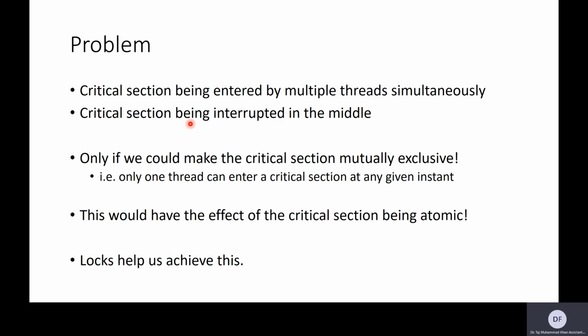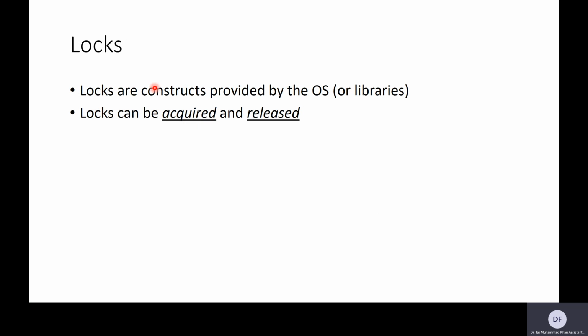So how do locks help us achieve this? Locks are basically constructs or data structures that are provided by the operating system or some other libraries. There are two main operations defined on locks. A lock is a data structure; we can create a variable of type lock, and we can perform these two main operations on that variable.